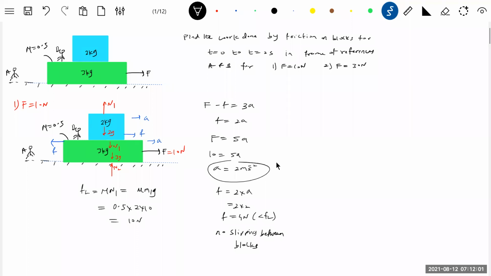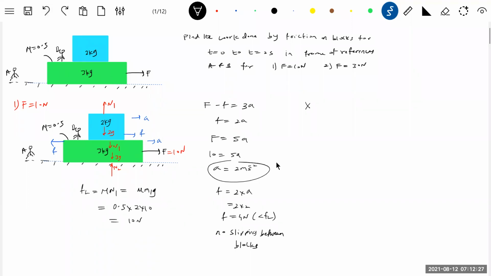Okay, now there are two, what is the acceleration? Both will have common acceleration. No slipping occurs. No slipping between blocks. Both will have common acceleration. In 2 seconds, what is the displacement of block 2 kg and 3 kg? Okay, displacement of block 2 kg, I'll call this is 1.